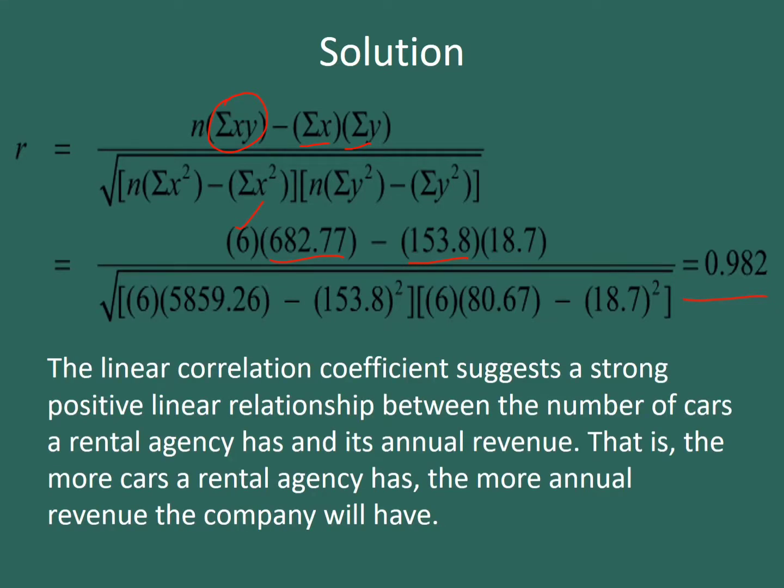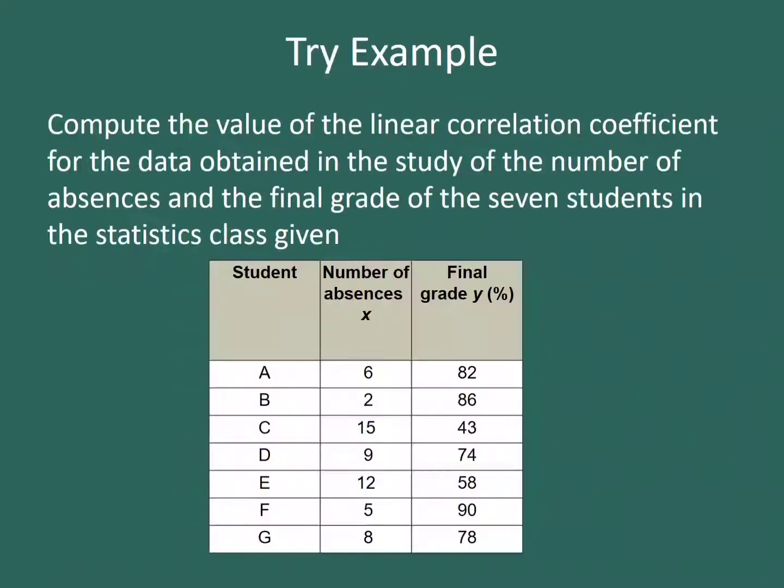The linear correlation coefficient suggests a strong positive linear relationship between the number of cars a rental agency has and its annual revenue. That is, the more cars a rental agency has, the more annual revenue it will have. I mean, the more cars you have on your lot, the more likely that you will sell, right? A 29 car lot can sell a maximum of 29, while a 63 car lot can sell more than 29 cars. So common sense says the correlation would be very strong.